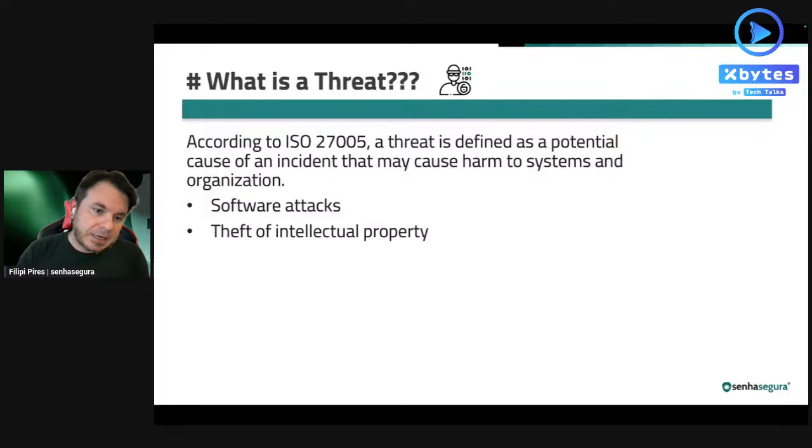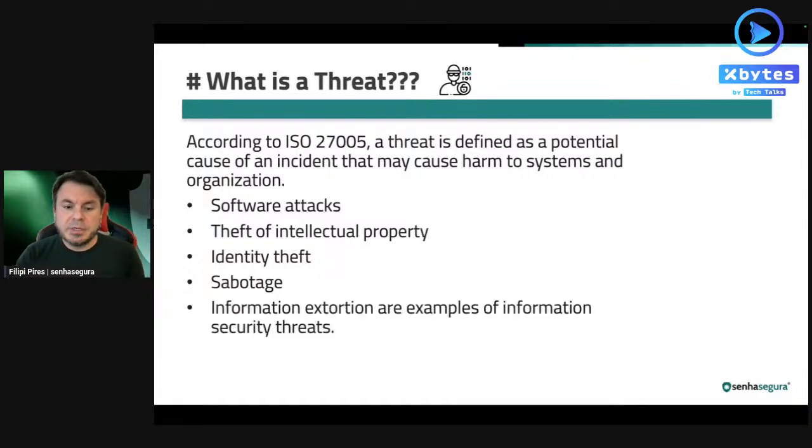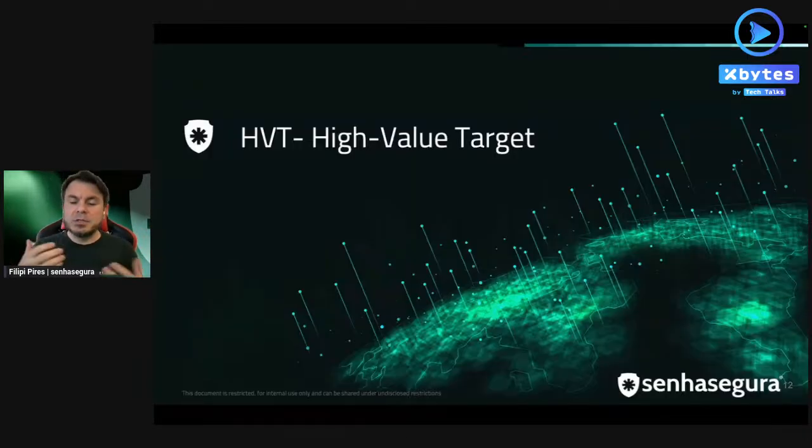It means software attack, theft of intellectual property, identity theft. Identity is an important word, because at the end of the day, it is part of the item that the attacker likes to steal to explore the environment. Sabotage is a kind of threat, and information extortion are examples of information security threats. Okay, just a simple definition. Let's talk about another topic.